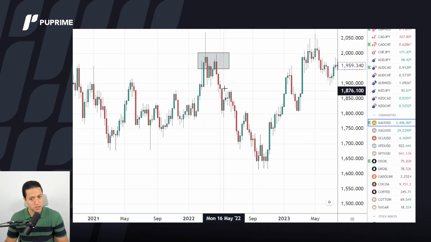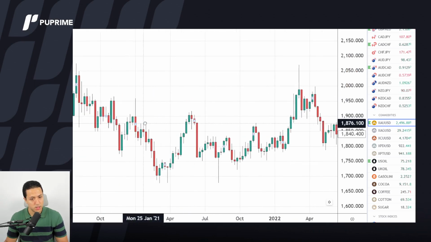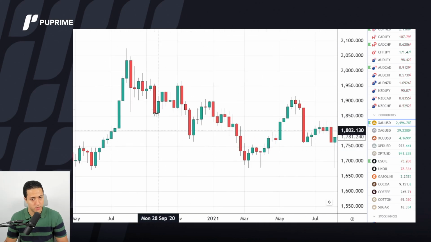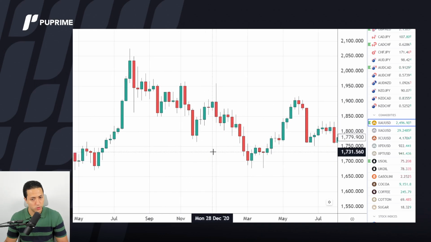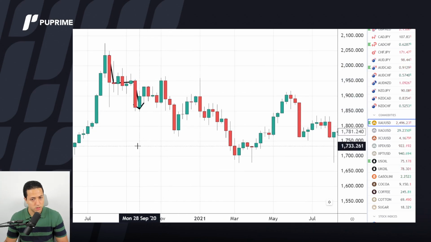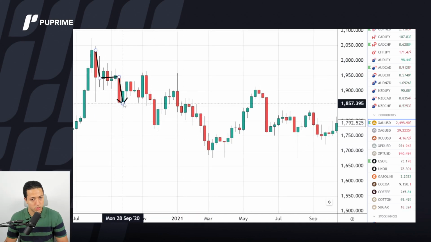Okay, let me zoom in here. There's where we have supply. Prices were moving lower, moved sideways, moved lower again. Where's the explosive candle here? I would say this one. I would say this is a drop, base, drop. Okay, where's the base?